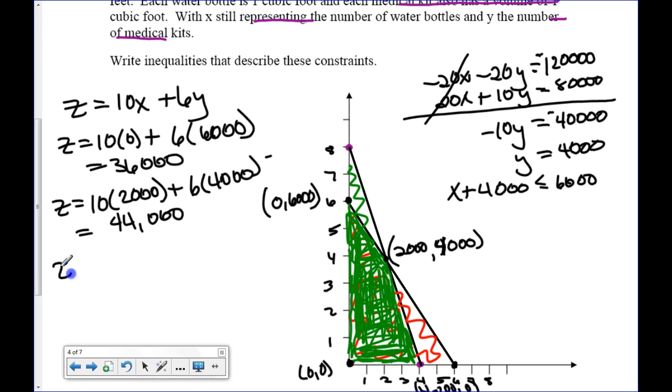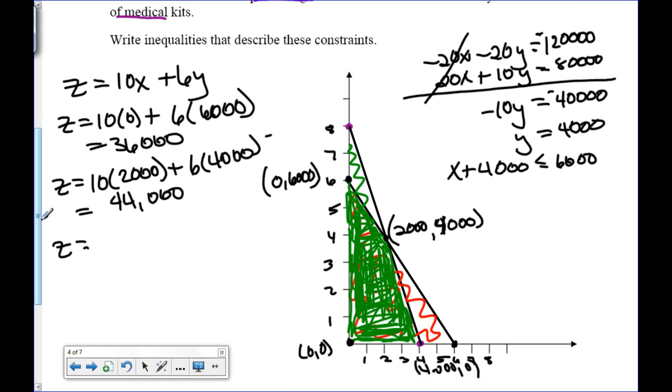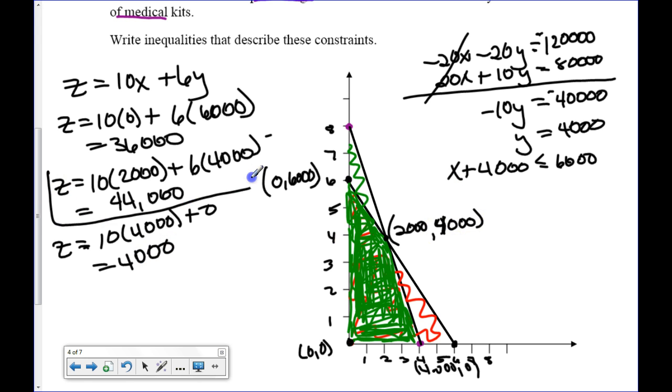And then the last one, it was supposed to be 4,000. So 10 times 4,000 plus 0. So that's 40,000. Yep. So which one is our maximum? Yep. It's this one right here, or this point right here. So we need to send 2,000 bottles of water and 4,000 medical kits, right?